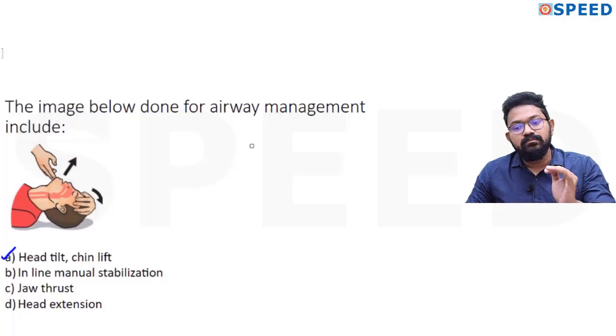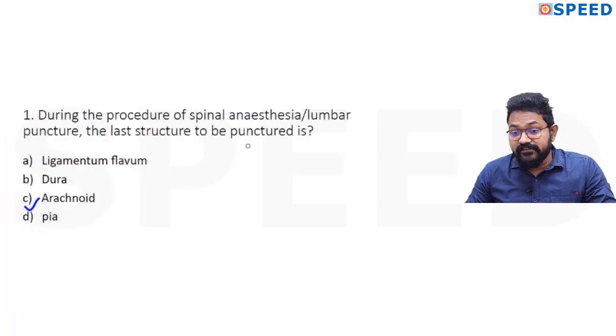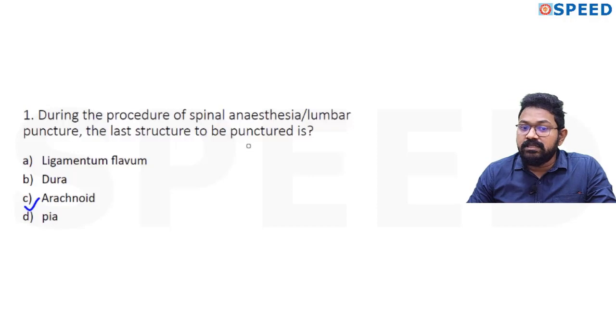Now let us do a small quick review of each of these questions once again, right? So this is the first question which has been asked. During the procedure of spinal anesthesia or lumbar puncture, what is the last structure to be punctured? And your answer is obviously arachnoid membrane.